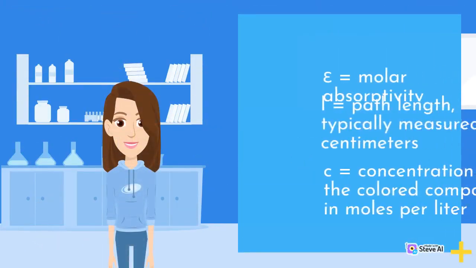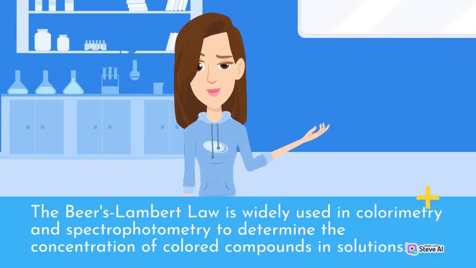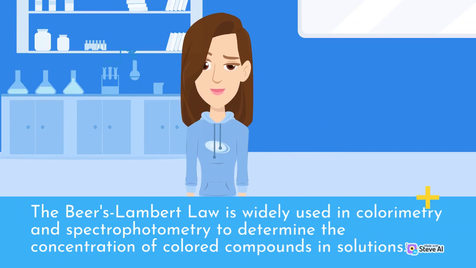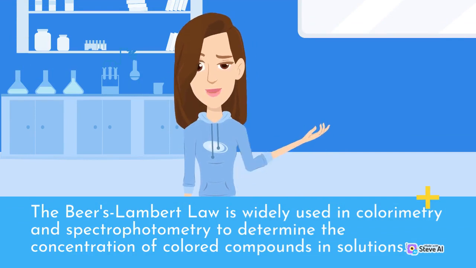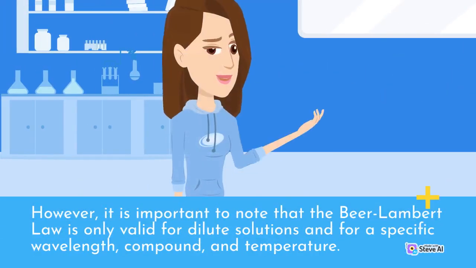where A equals absorbance, epsilon equals molar absorptivity, L equals path length, typically measured in centimeters, C equals concentration of the colored compound in moles per liter. The Beer-Lambert law is widely used in colorimetry and spectrophotometry to determine the concentration of colored compounds in solutions. However, it is important to note that the Beer-Lambert law is only valid for dilute solutions and for a specific wavelength, compound, and temperature.